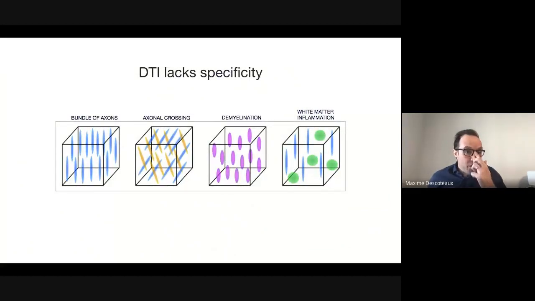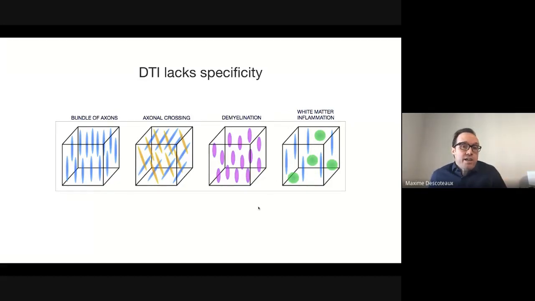And here's just another illustration of this where you have 4 configurations. In the first configuration, this would be a healthy bundle of axons, very oriented and healthy. Here you would have 2 healthy crossing fiber populations. Here you would have a demyelination scenario where suddenly the myelin sheath is deteriorating, so it's easier for the water molecule to diffuse perpendicularly. So you see these tensors fatter than the healthy tensors. And in this case would be an inflammation case where you have an increase in extracellular water, so you have these little pockets of isotropic free water appearing in the voxel.